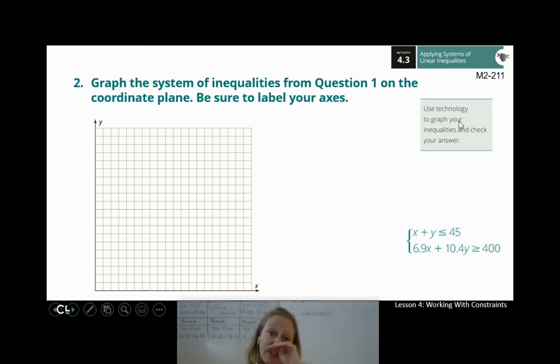If you've got Desmos handy, I won't know the difference. You're online watching this right now. But do notice that in our graph, we're only dealing with the positive, which makes sense because there's no such thing as negative minutes. I don't know what negative minutes look like. Go ahead, hit pause. Make sure you label your axes. It'll make things easier. And then hit play when you're ready to check your work.